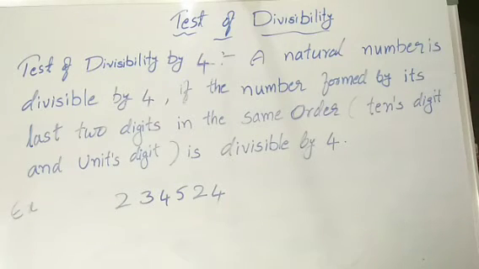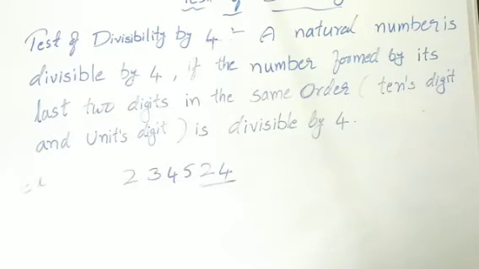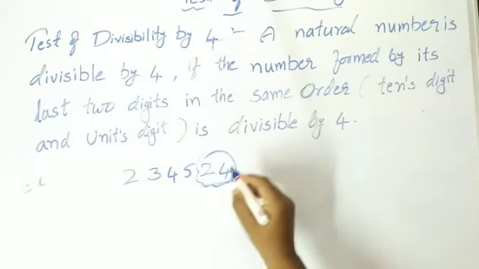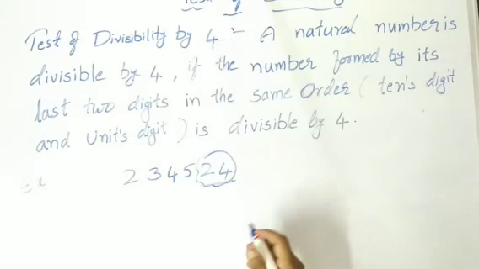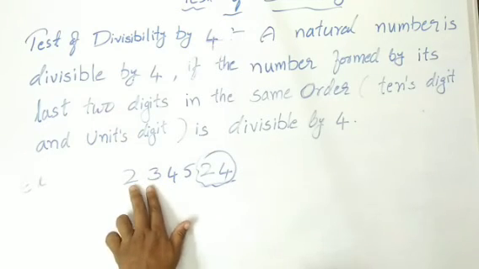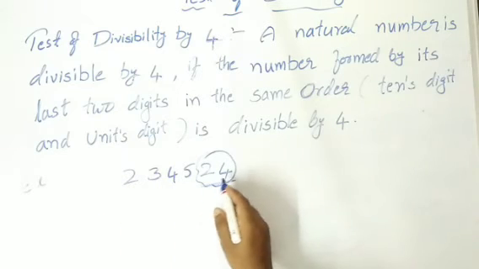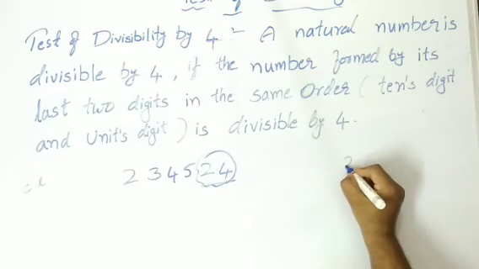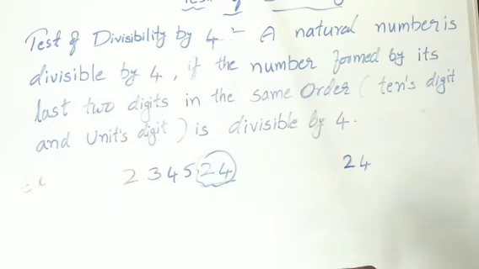We see, don't bother about the number, just only the logic. Last two digits means the unit digit and tens digit. Only we want to check for this. So here this is 24. Some people may think last two digits means 2 and 3. No, only 2 4, in the same order, tens digit and unit digit. You should write the same. So 2 4, you should read it like that.